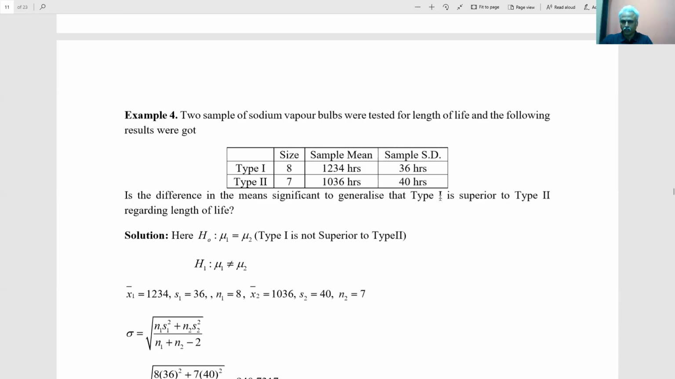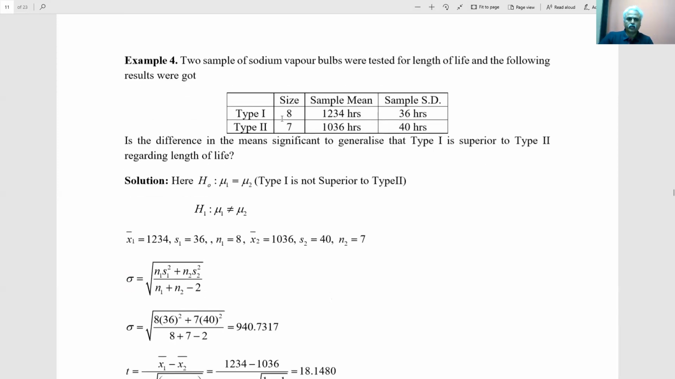See what is given here: type 1 is superior to type 2. What am I framing? Type 1 is not superior to type 2, meaning both have the same means, mu1 equals mu2. That is, the population mean of this is the same as the population mean of this. This becomes our null hypothesis. The alternate hypothesis is always the opposite of this. It is customary to write both hypotheses, H0 and H1.